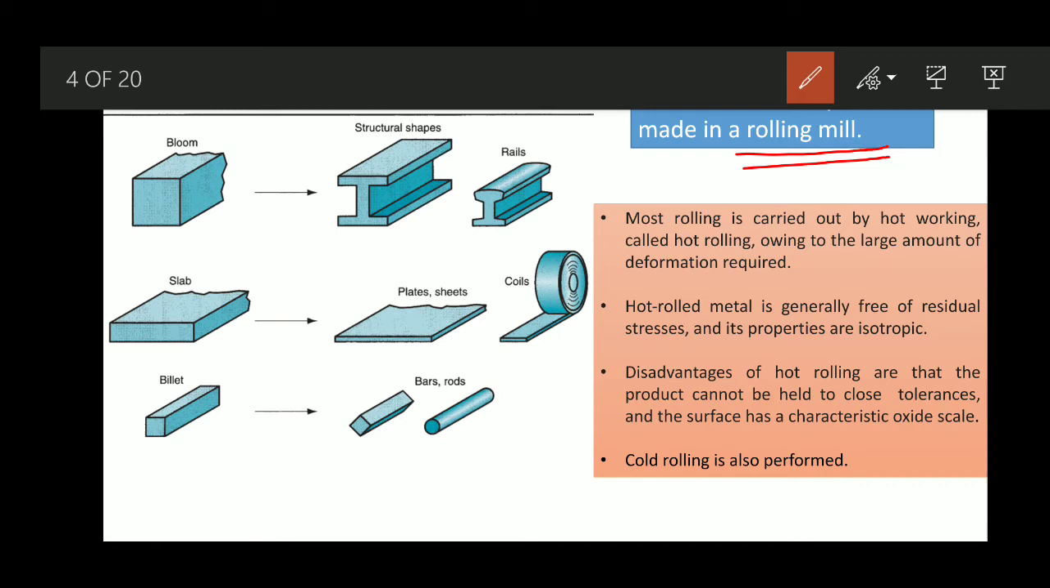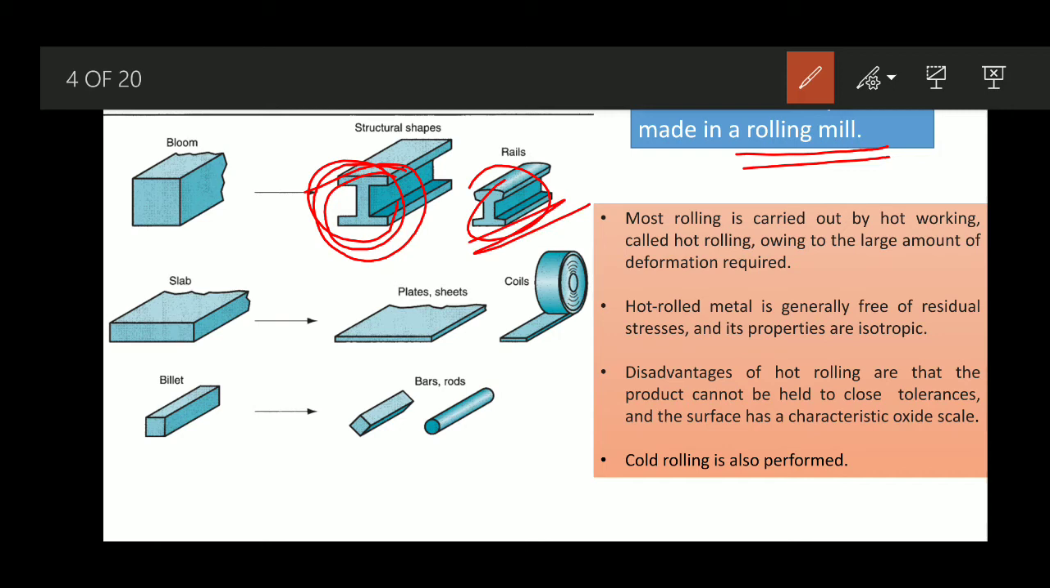So that is known as the rolling method. Here we have shown different intermediate steps and the final steps. So we can have structural steps like the rail, or you can say the I section and all. You can see this is the cross section, right? So this is the I section. So these are the rails.